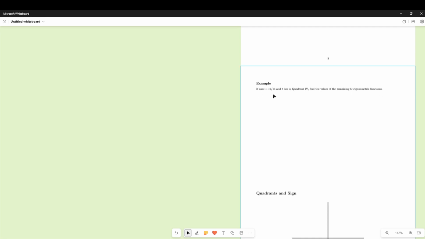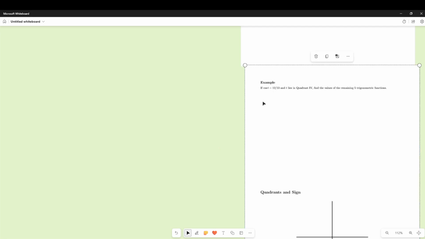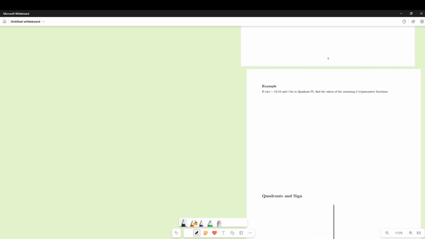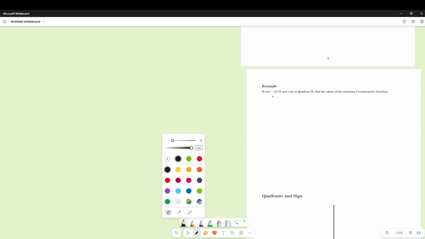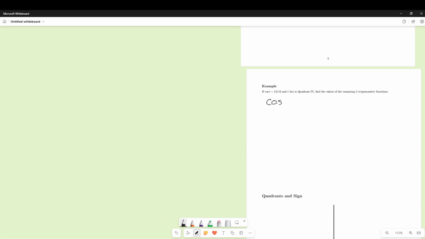And here it's the same argument. If the cosine of t is 12/13, we know the cosine of t is 12/13 and lies in quadrant 4. In quadrant 4, find the values of all the other trigonometric functions.